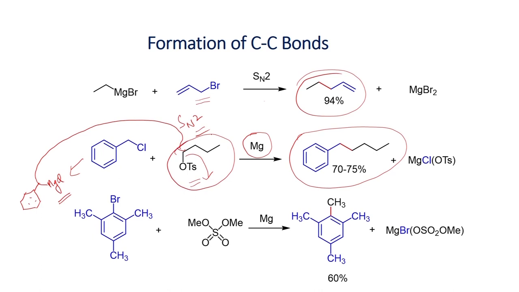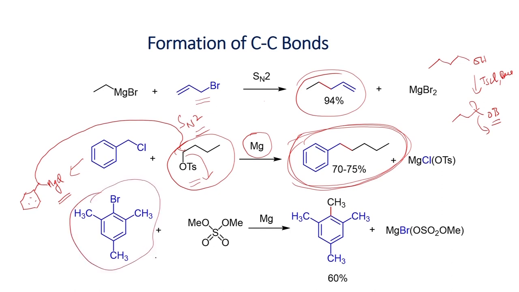This is a good example. If you have alcohol, you can convert it into the corresponding tosyl derivative. Once you form this one, now you can react with the Grignard reagent. This is a very good leaving group. In this way, you can make a carbon-carbon bond between this carbon and this carbon of this Grignard reagent. And in this way, you can generate a new molecule.